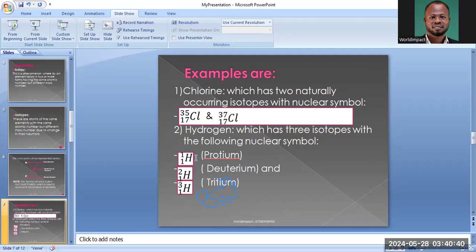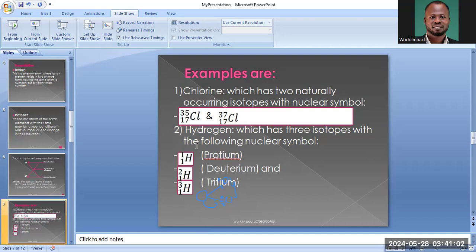We have the first one, which is called protium, with nuclear symbol H11. Deuterium is the second one, called heavy water, which has a nuclear symbol H21. And the third one, tritium, with the nuclear symbol H31. That's the third one. Those are the three isotopes of the element hydrogen.